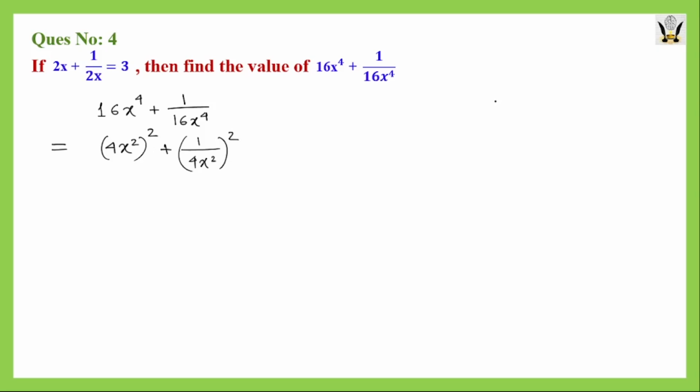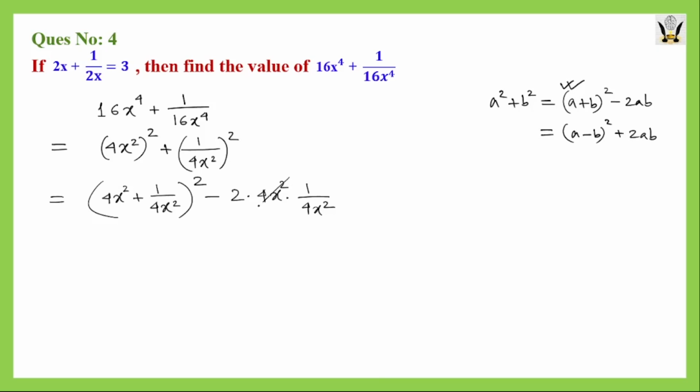Now this is the identity a square plus b square, but here the value that is given is 2x plus 1 by 2x is equal to 3. That means it is in the form of a plus b. That's why we will consider the first identity. So here 4x square in the numerator and 4x square in the denominator will cancel each other. And now in the first term we have 4x square plus 1 by 4x square, and that can be further written as 2x whole square and 1 by 2x whole square, and then we have the whole square of that a plus b term, and here we have minus 2.